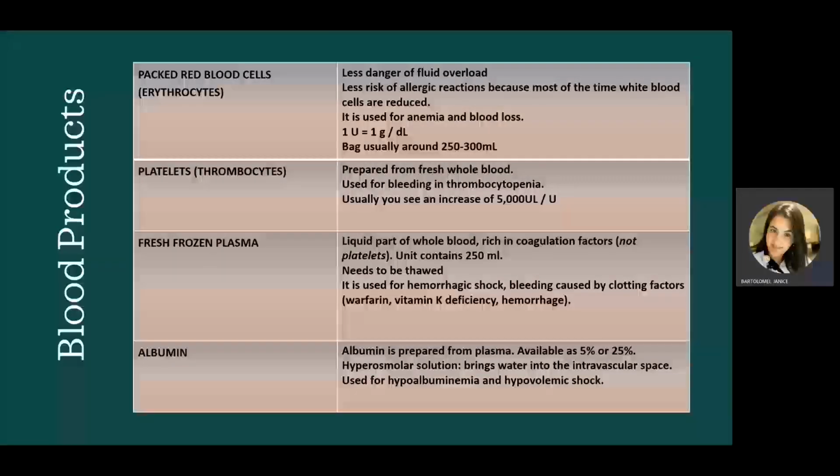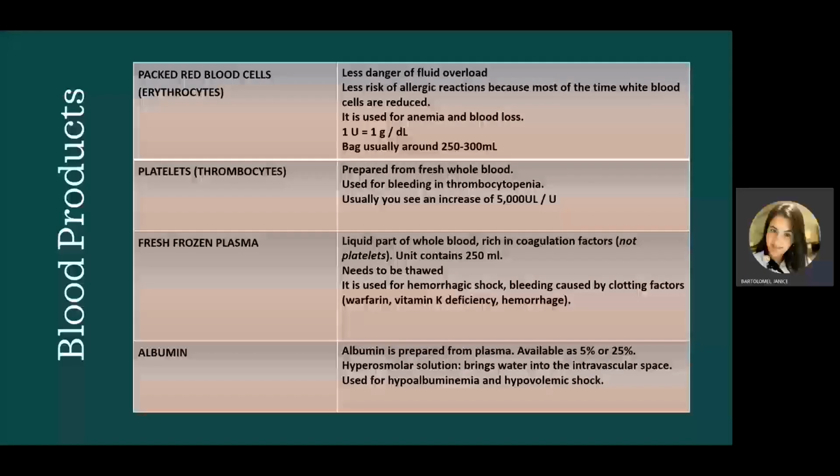So packed red blood cells are usually given for anemia or some sort of blood loss. There is a large fluid overload risk. For the most part, it's said that if someone receives one bag of red blood cells, which normally has about 300 mLs, 250, 280, somewhere around there, they should increase in their hemoglobin by 1 point.